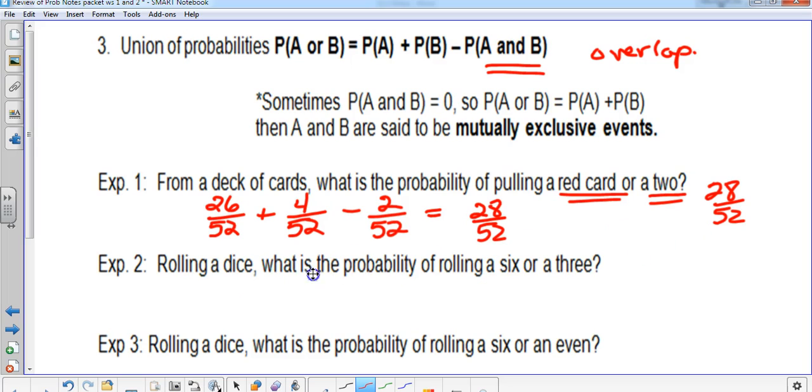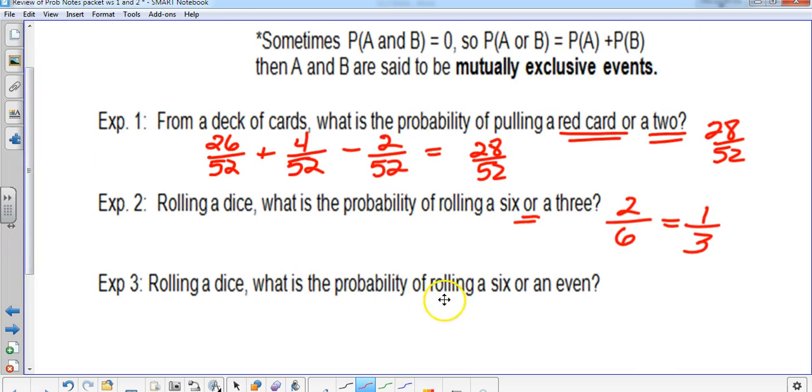That's all I do. All right, when you roll a dice, what's the probability of rolling a 6 or a 3? Yeah, 2 winners out of 6 or 1/3. What's the probability of rolling a 6 or an even number? Are these mutually exclusive? Or is there overlap? There's overlap, but how many winners total? Yeah, this says you win if you get a 6. This is if you get a 2, 4, or 6. Well, that just means there's 3 winners, so 1/2.